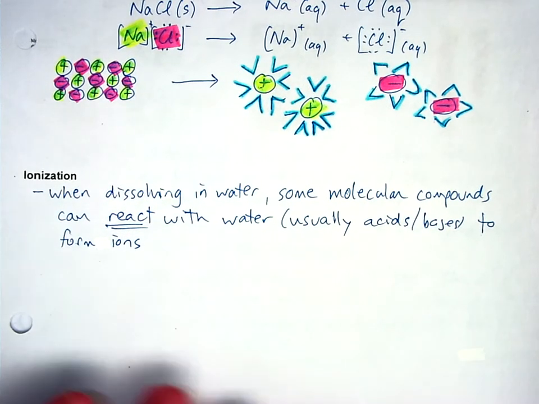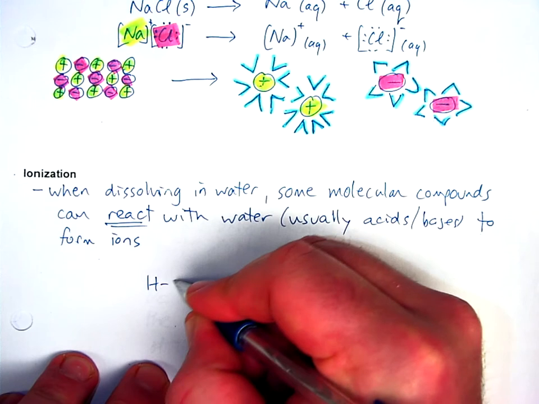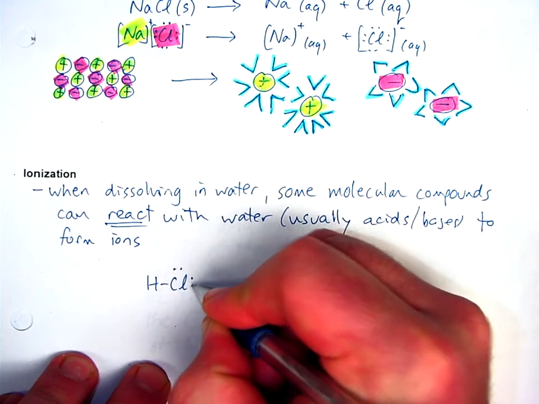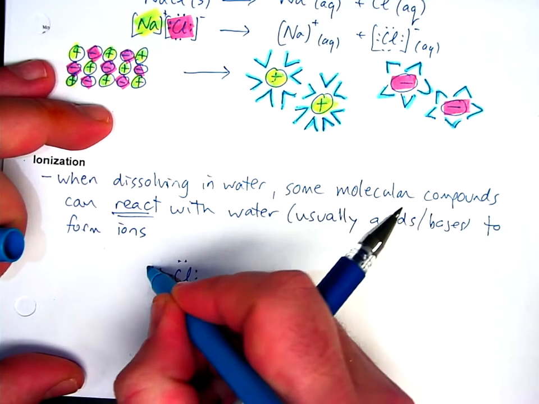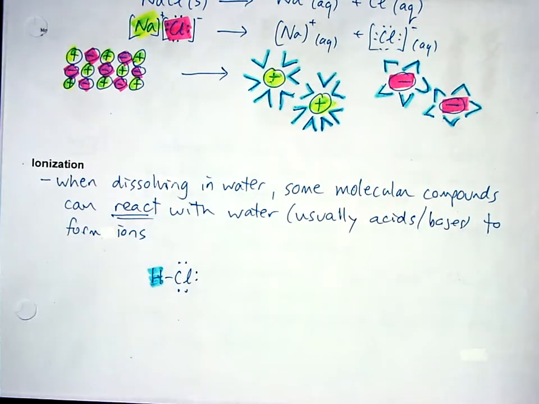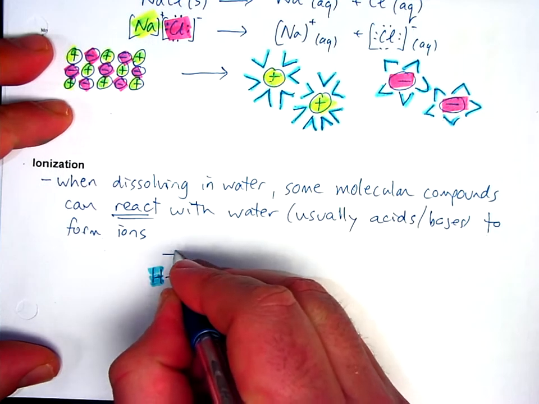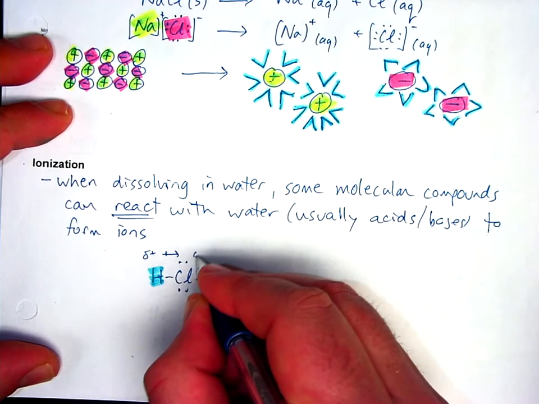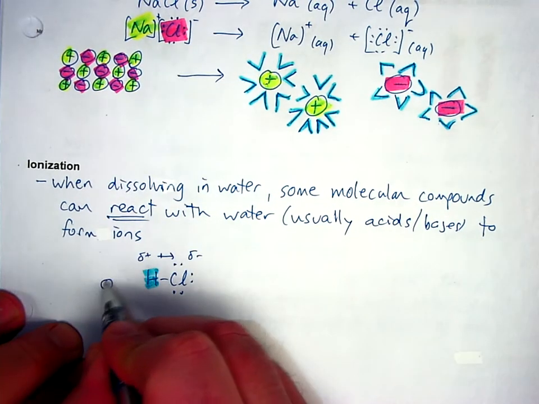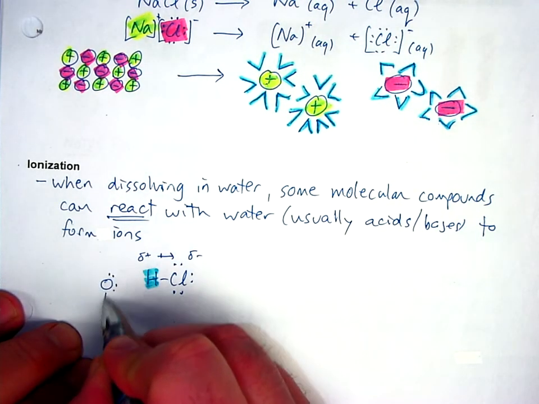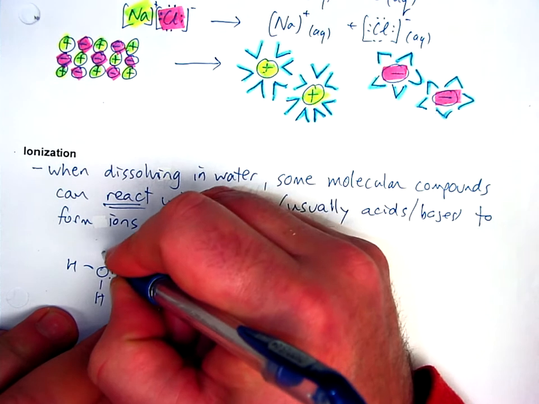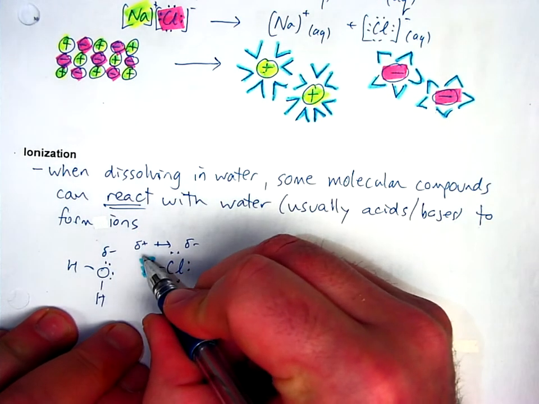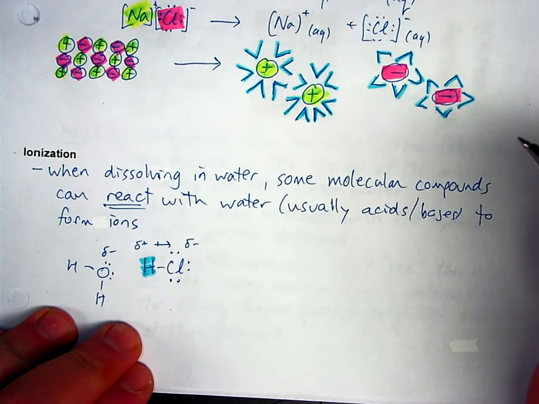I'm just going to show you a simple little example. Say we had hydrochloric acid, HCl. This is a molecular compound. When water comes around, remember water has a slight dipole here, so there's a delta plus end and a delta negative end. So water's going to interact with this molecule. Remember, this is the delta negative end, so that delta negative end is going to be attracted to the delta plus of the HCl.